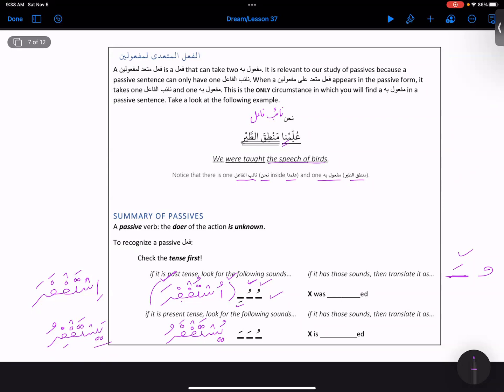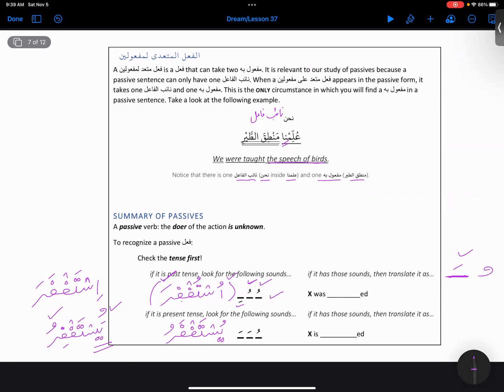So the first letter is Ya. I'm going to give this the U sound, Dhamma, right? And the last letter is going to remain the same. So first I go to the first and the last, right? First I'm going to give Dhamma, and the last I'm just going to leave like that.